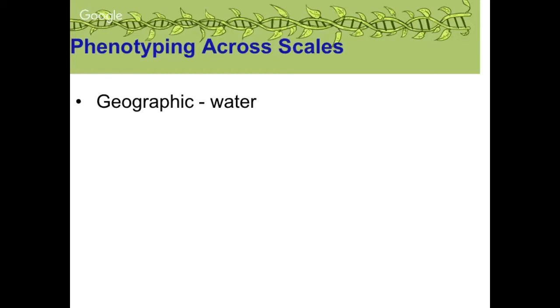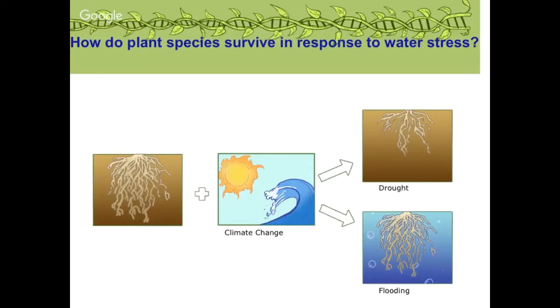In my lab, we're interested in phenotyping across scales. So geographic scales, which are represented in terms of extremes in water availability. And so we're interested in looking at root system architecture, which was beautifully introduced by Chris Topp, and how root system architecture changes in response to a lack of water in terms of drought or an increase in the amount of water in terms of flooding.